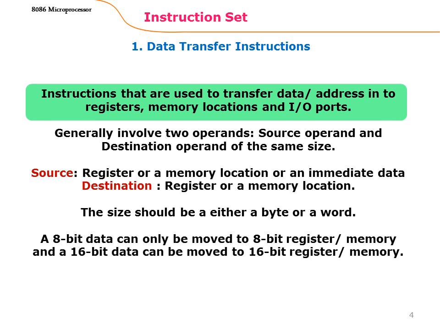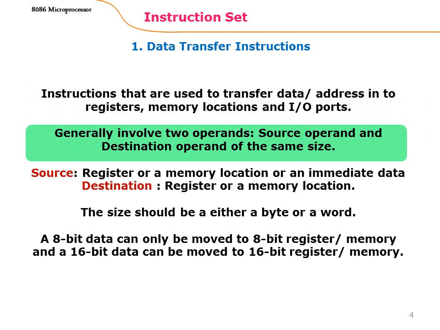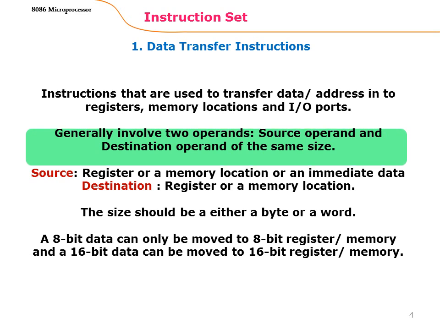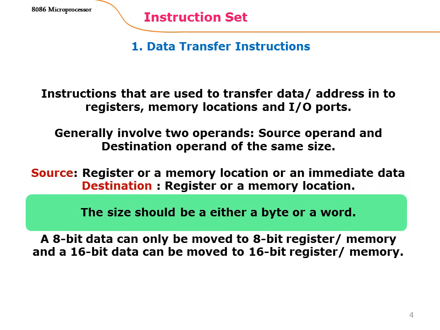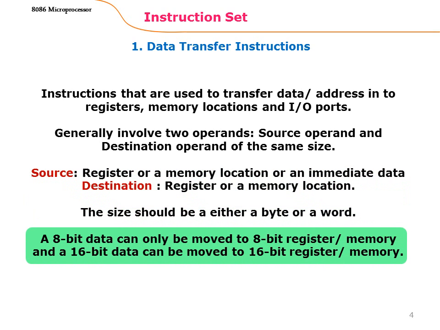Data transfer instructions. Instructions that are used to transfer data or address into registers, memory locations, and I/O ports. Generally, it involves two operands, source operand and destination operand of the same size. Source: a register or a memory location or an immediate data, and the destination has two possibilities, a register or a memory location. The size should be either a byte or a word. 8-bit data can be moved to an 8-bit register or a memory, and 16-bit data can be moved to a 16-bit register or a memory.